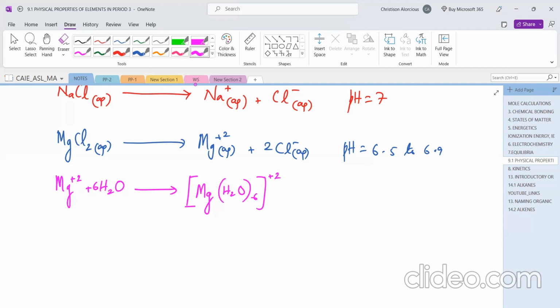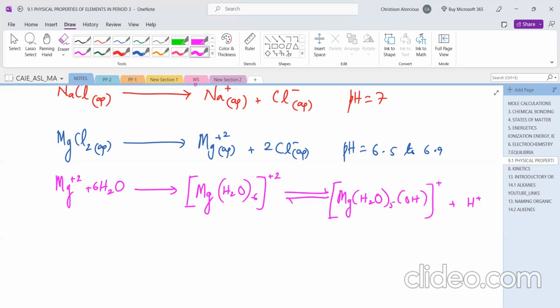But this won't stay like this. Right, this won't stay like this. This will further ionize to give Mg(H2O)5OH, as in one of the water molecules ionizes to lose its H+, and that H+ ion comes out into the solution, causing acidity. And hence you find that the pH is slightly acidic.